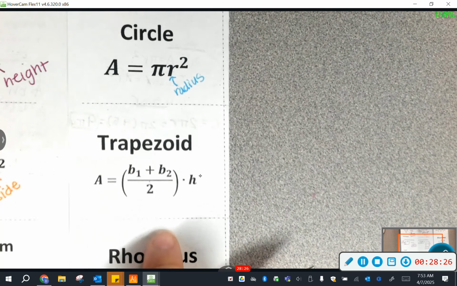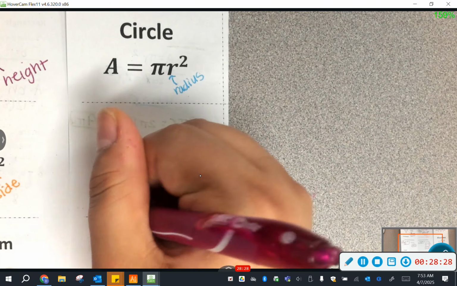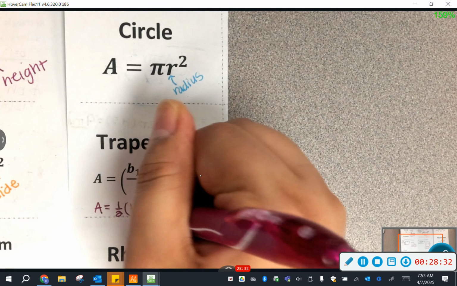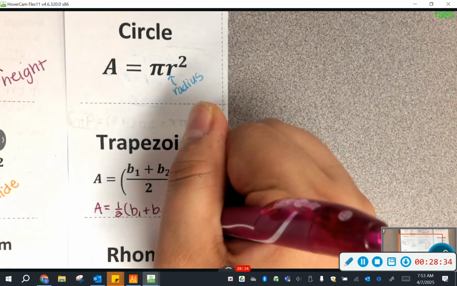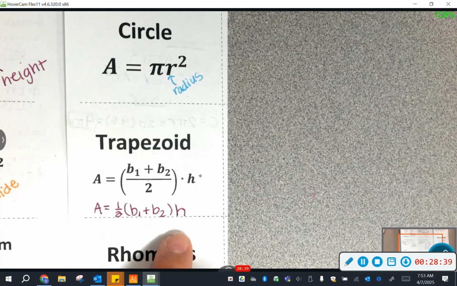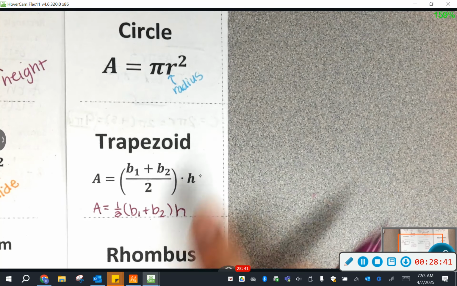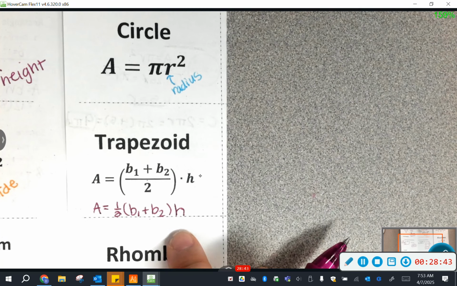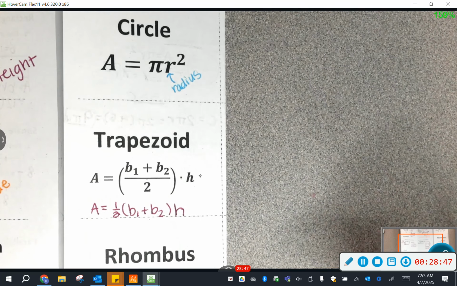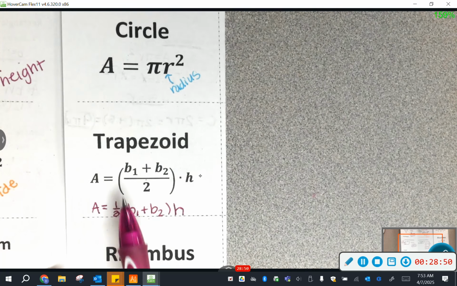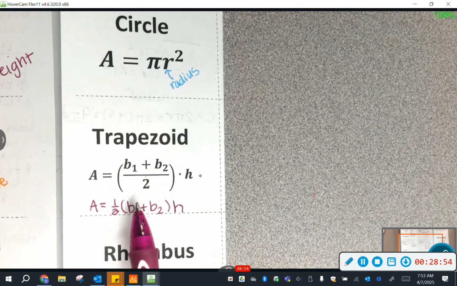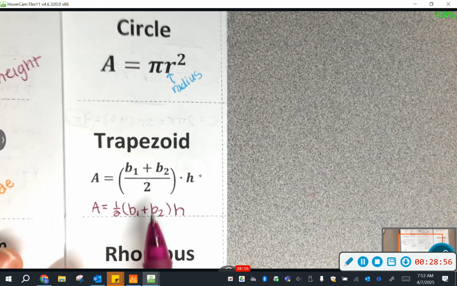I'm actually going to have you rewrite it. We are going to do 1/2 base 1 plus base 2 times the height. That's actually how you're going to see it on your test written more than this one right here. What's different? It's the same thing, just instead of dividing it by 2, it's multiplying by 1/2. It's the same formula. Just writing 1/2 instead of divided by 2. All right? So that's how I'm going to do this formula.